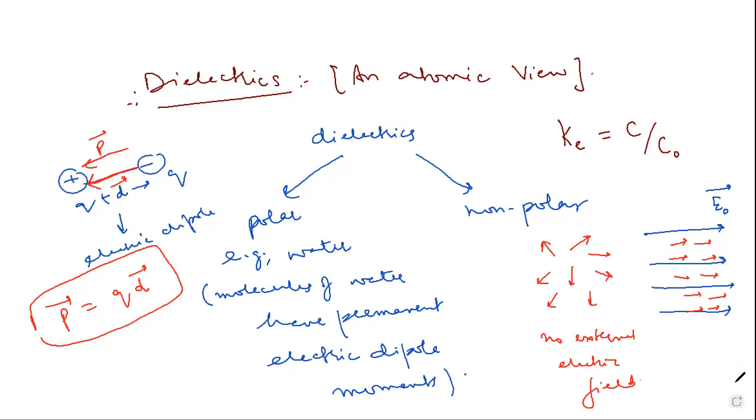I want to understand what happens to non-polar dielectrics when they are placed in an external electric field. Remember, if we have an atom, this is its positive charge, and then there is the electron cloud.